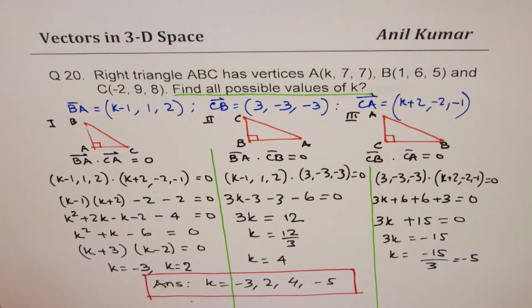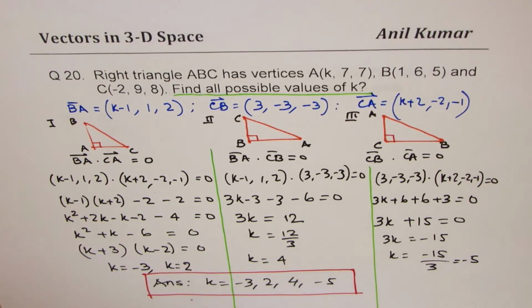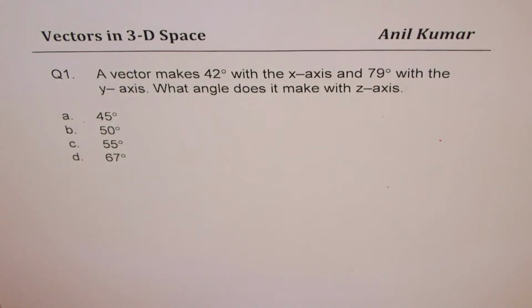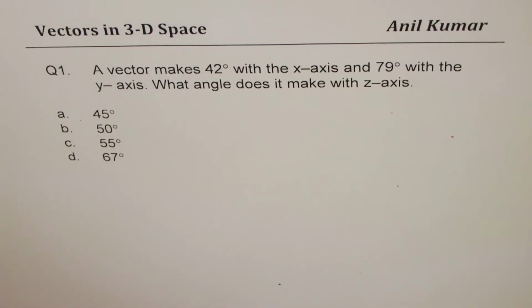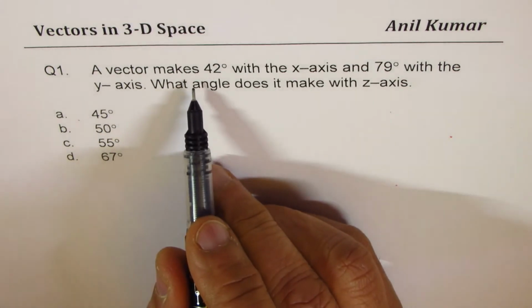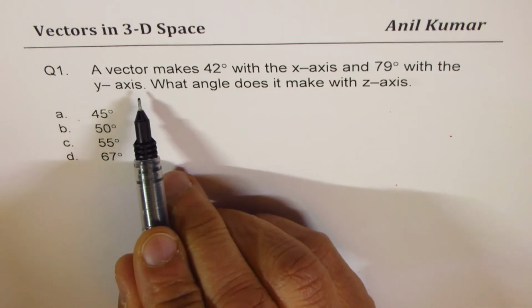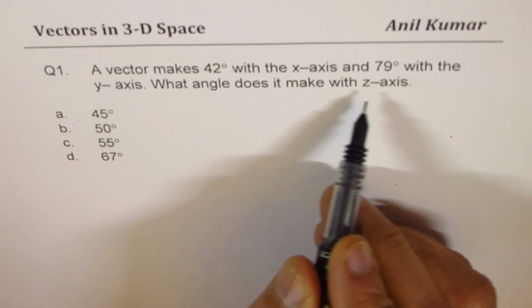Perfect. So now we have discussed all these communication questions. Let's begin with our multiple choice questions, and we'll rush through them fast since most of the concepts are now known to you, right? So I'd like you to get ready with your calculators and answer these questions one by one. Question number 1 is, a vector makes 42 degrees with x-axis, 49 degrees with y-axis. What angle does it make with z-axis?